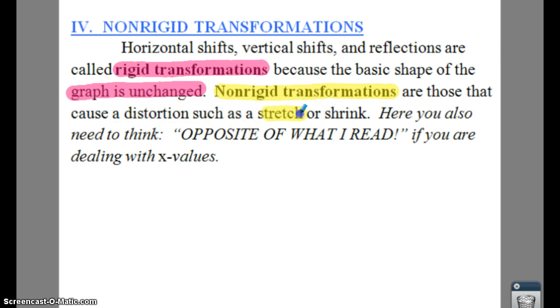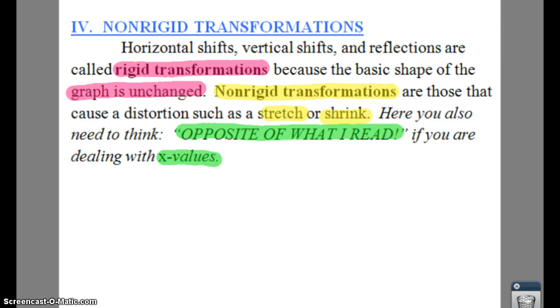a shrink. So when you're looking at your stretches or your shrinks, you also have to figure out if it is a horizontal or a vertical stretch or shrink. It will make a difference because if you're doing a horizontal, then you have to do the opposite of what you read if you're dealing with your x values.